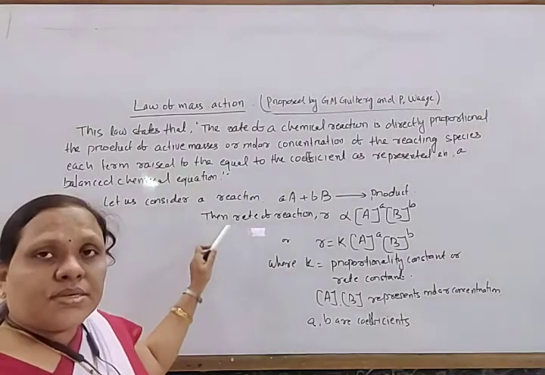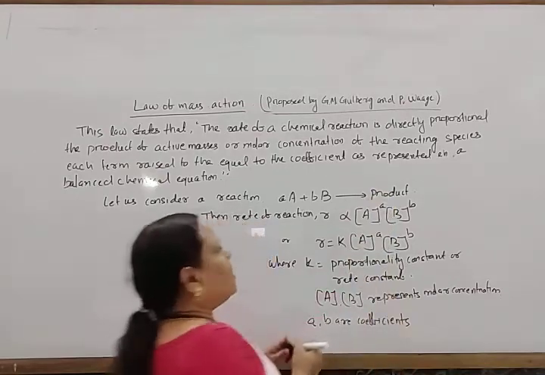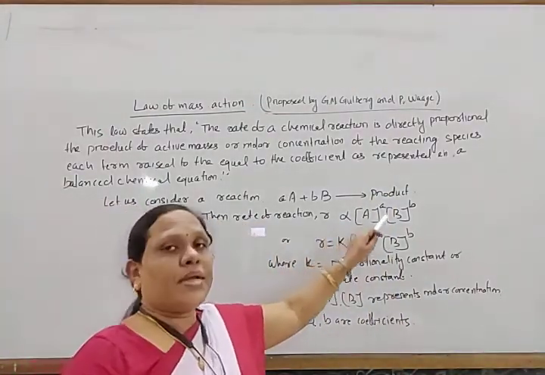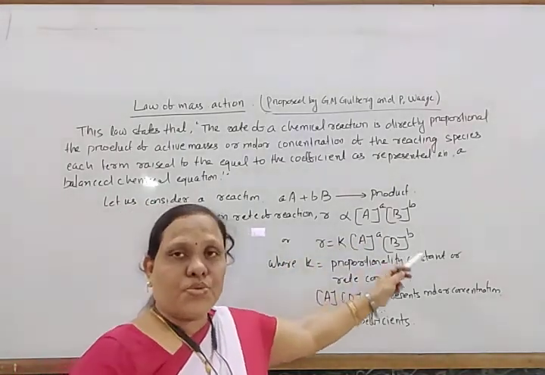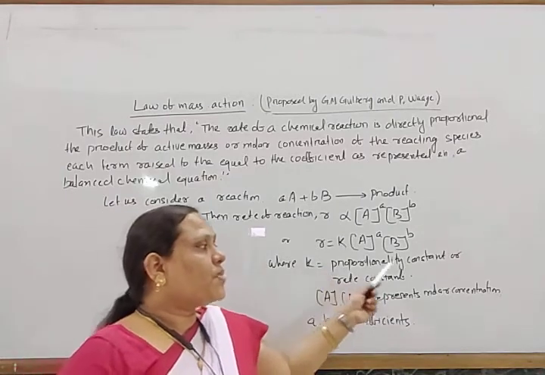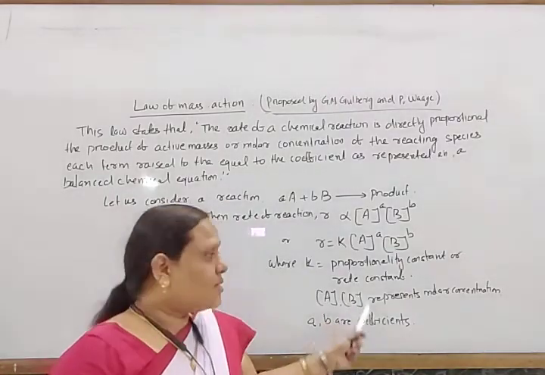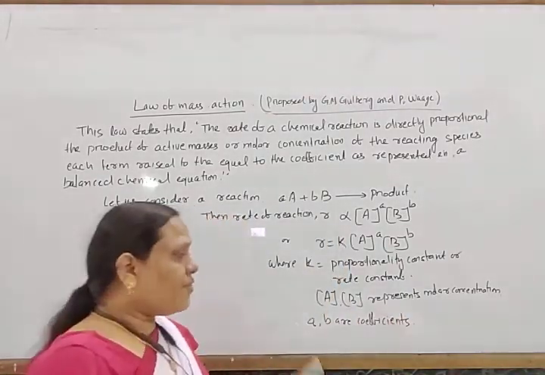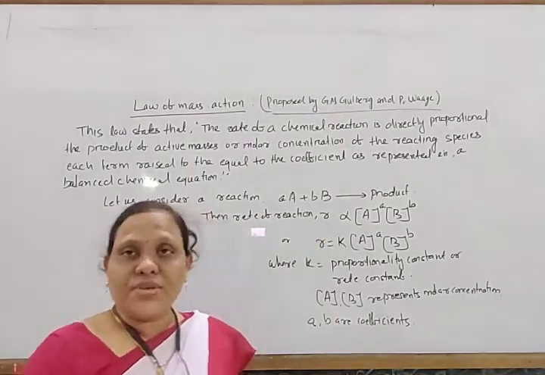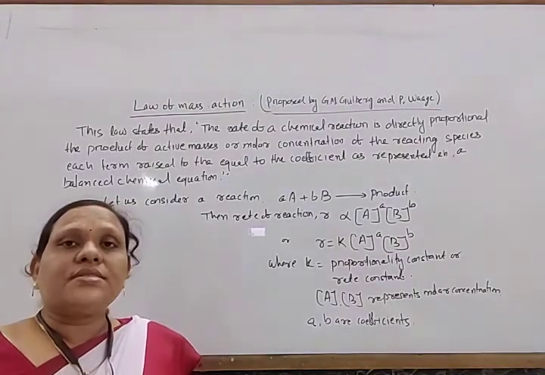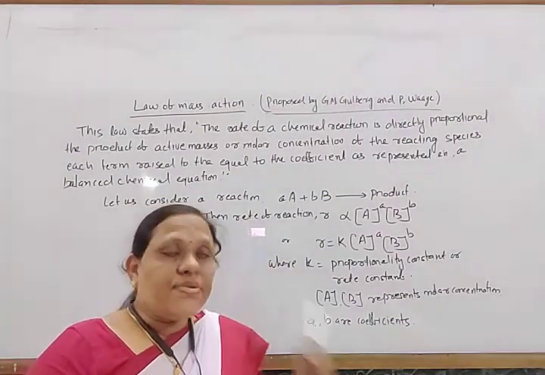Okay. So suppose you consider the reaction aA plus bB gives rise to product. Then the rate of reaction R is proportional to [A]^a into [B]^b, or R is equal to some constant K, [A]^a into [B]^b, where K is called the proportionality constant or rate constant, the square brackets are called the molar concentrations of A and B, and small a, small b represent the coefficients. Now apply this law of mass action to a reversible reaction.